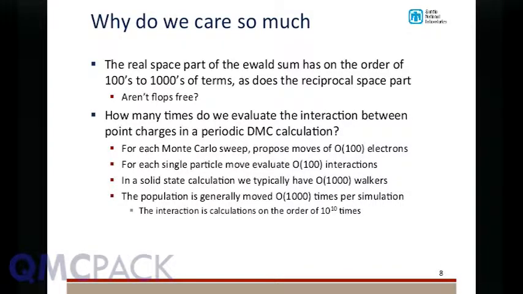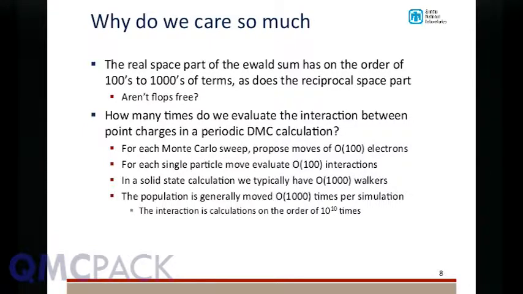And then the question I have for you, now that you've done a few calculations, is, okay, over the course of a typical DMC calculation that you do, how many times are you going to have to evaluate the interaction between these charged particles? In a typical simulation, we're going to have on the order of 100 electrons of something that we care about, rather than the toy problems we've been doing, right? So we're going to do single particle moves where I propose to move an electron instead of all the electrons at once.